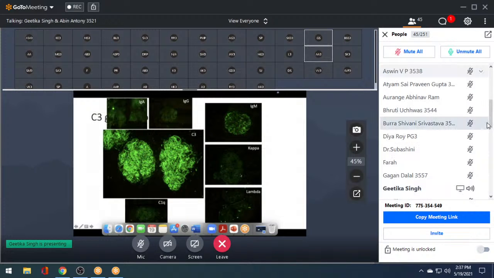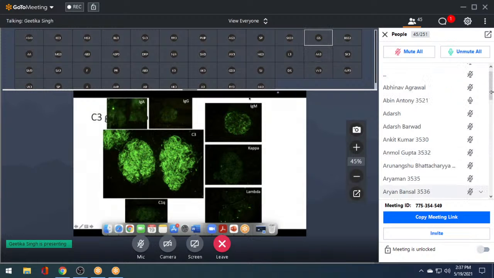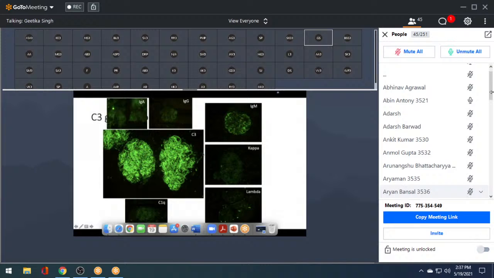Anybody would like? Streptococcal. Abin, yes, tell me. Post-streptococcal glomerulonephritis. Okay, why do you say post-streptococcal? It's C3. All others look quite negative. Okay, so what phase of streptococcal will now show no IgG and only C3? I don't know, ma'am. I don't know.